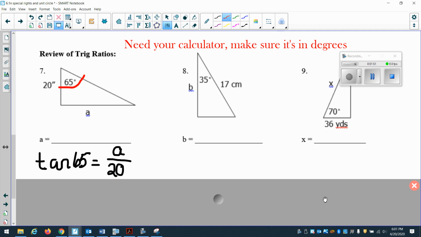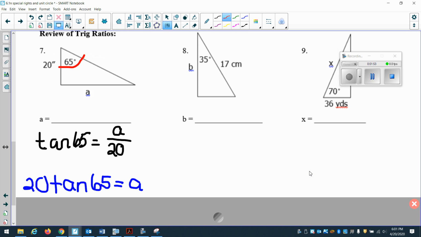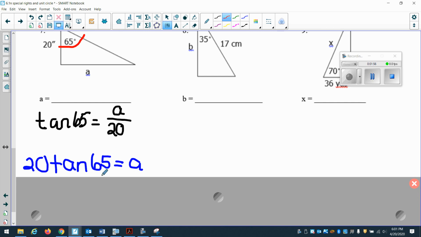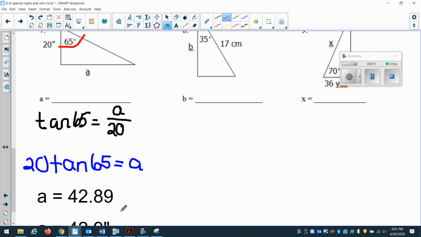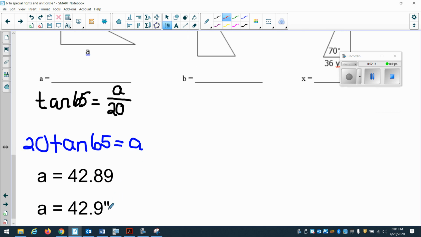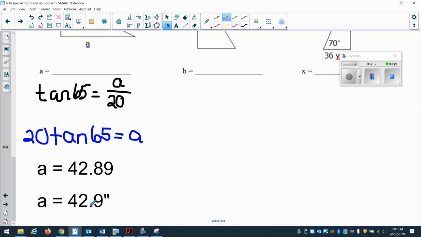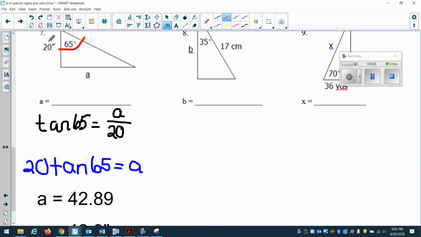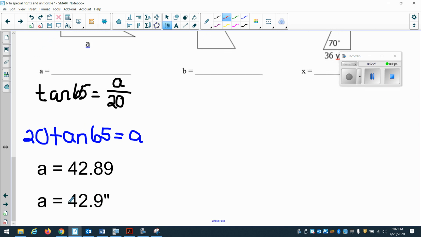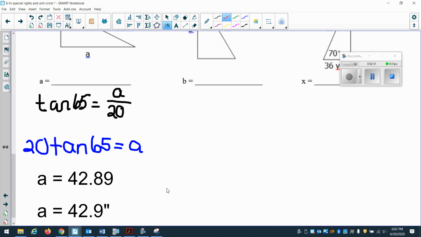So we then multiply 20 times tangent of 65, and this is the important part. If you do not have it in degrees, you're going to get a negative value, which we're not going to see here. So make sure it's in degrees. 20 times tangent of 65, you should end up getting 42.89, and we round to 42.9. Some of you might round to 43. But again, we like to keep it either to the hundredths place or to the tenths place. Here they're giving you a whole number, so I would take 43 as an answer as well.